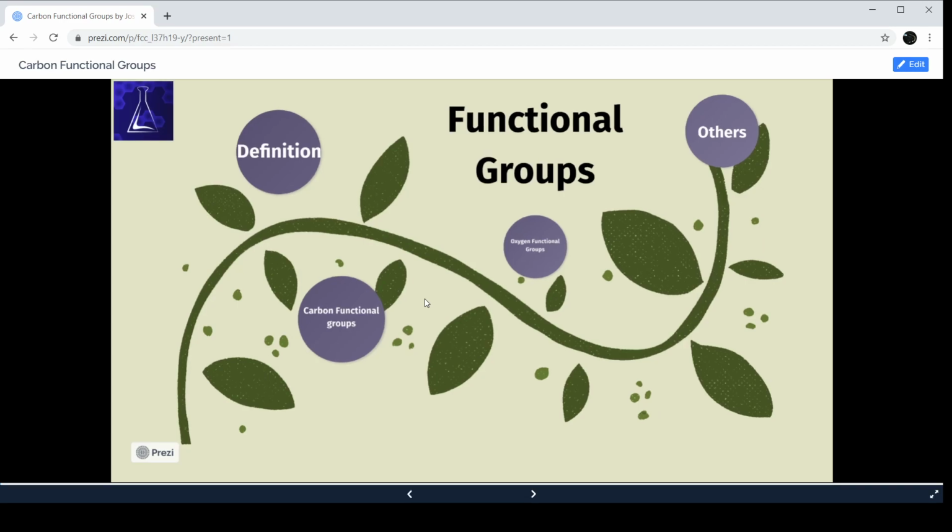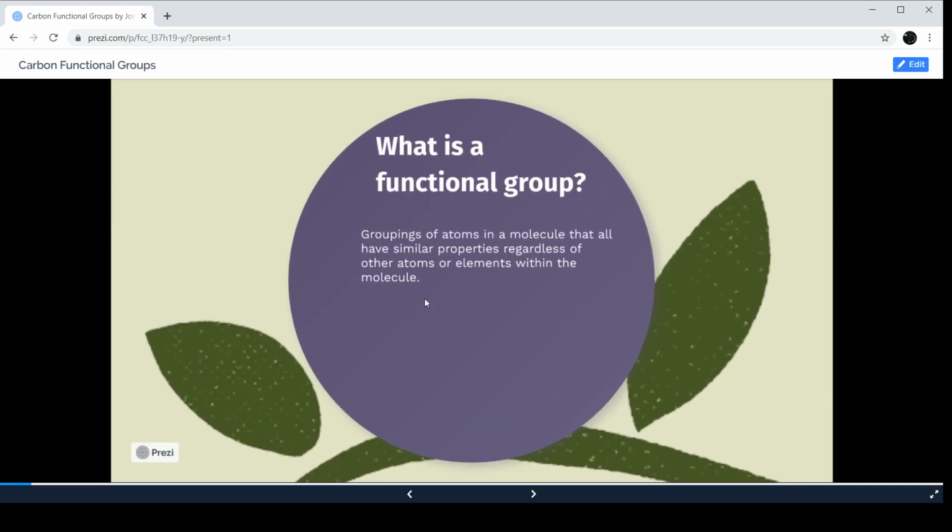Okay, so first we're going to define what a functional group is. It's a grouping of atoms in a molecule that have similar properties regardless of the other atoms or elements within the molecule. These are groups that, when they're in a long carbon chain, are all going to interact the same way. And because they all interact the same way, we can group them together as a whole class of molecules.